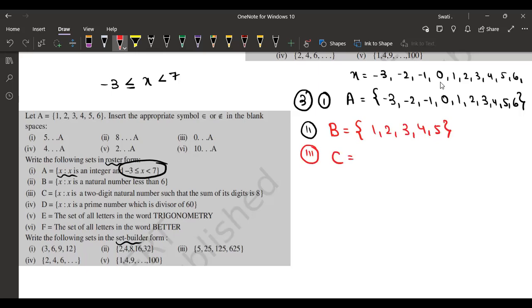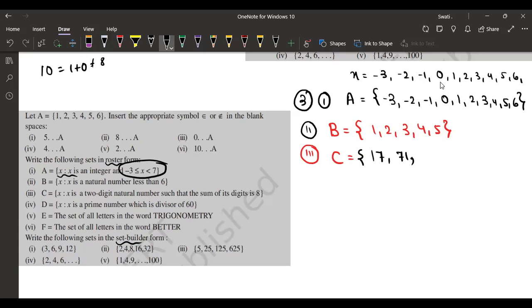Let's go to the third question. C equals x such that x is a 2-digit natural number such that the sum of its digits is 8. So you have to find all such 2-digit numbers whose digit sum is going to be 8. Because it is asking for 2 digits, of course you have to start from 10 only. So 10 is 1 plus 0. Is it 8? No, it is not 8, right? So find all such numbers where the sum is 8. The very first is 17. Once you write 17, you can also write, by reversing this number, 71. We have to write down only 2-digit natural numbers, okay?